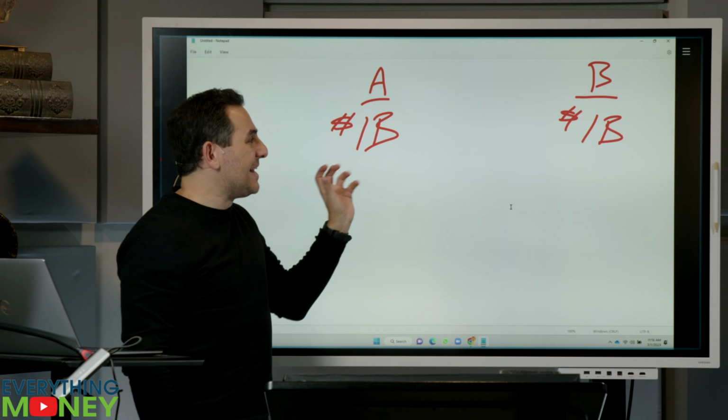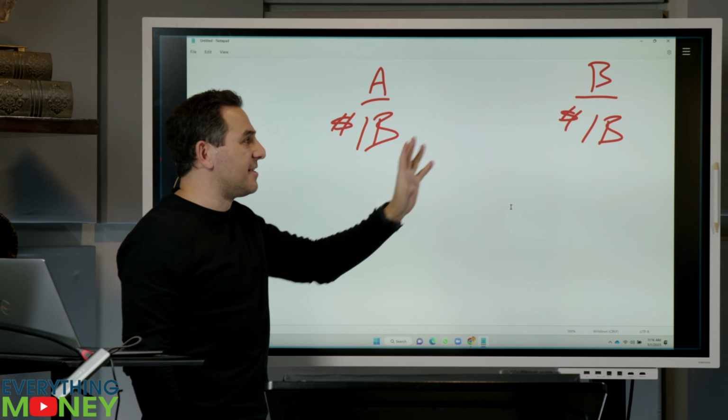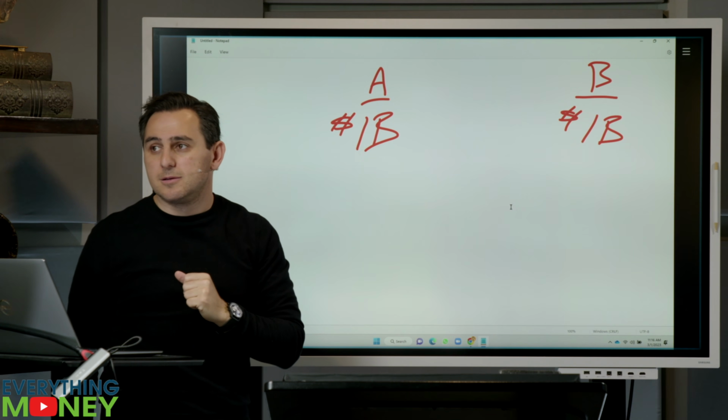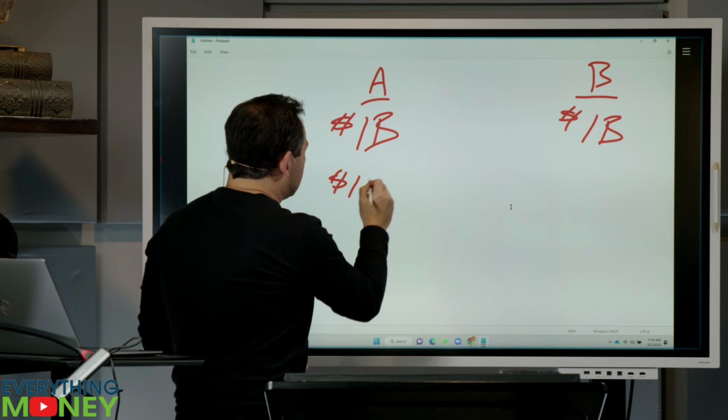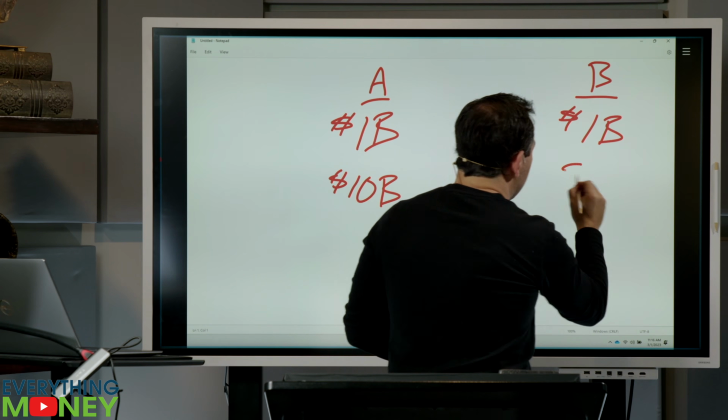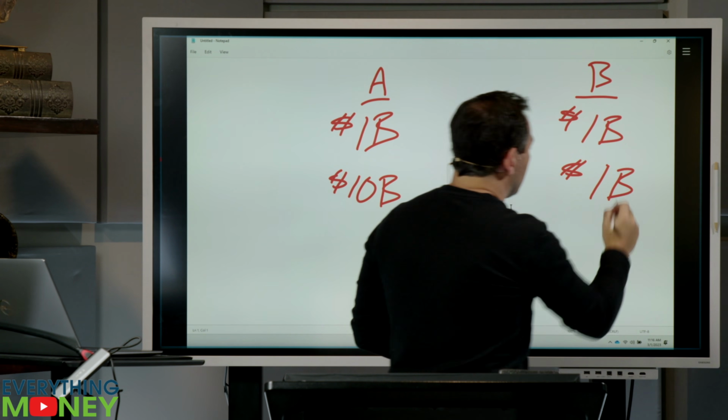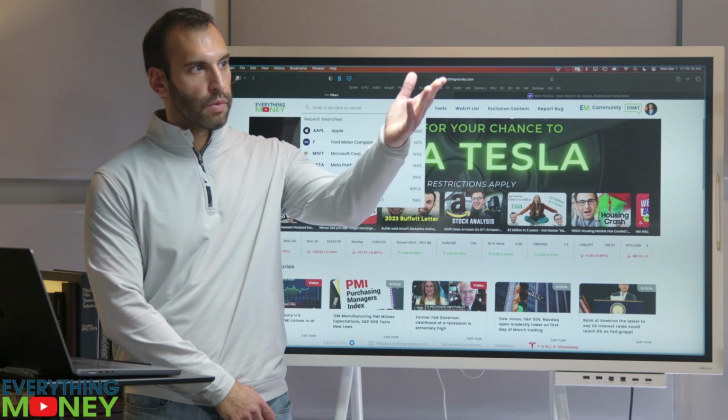Are you paying any different price? Based on this information right now, I'm telling you everything's the same. Are you paying any different price? Not right now. Okay. Let's say this one has $10 billion in the bank and no debt, and this one has $1 billion in the bank, no debt. Which one are you paying more for? The one with $10 billion in the bank.